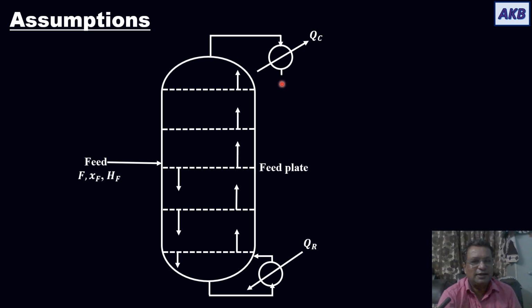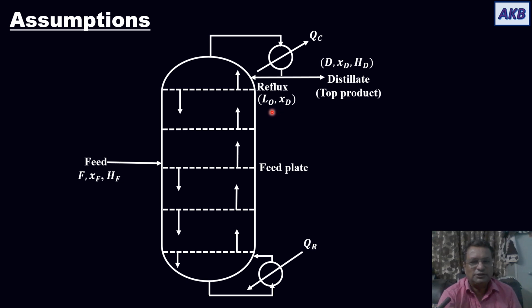to get a condensate, and that condensate is then divided into two parts. One is taken out as the top product, which we call the distillate, and it will be identified by these parameters. And then one fraction of the condensate is sent back to the column as a reflux. Reflux will be identified by these parameters. Then the reflux, after entering on the top tray, will flow down, and on the feed plate it will join with the feed solution, and the operation will continue.